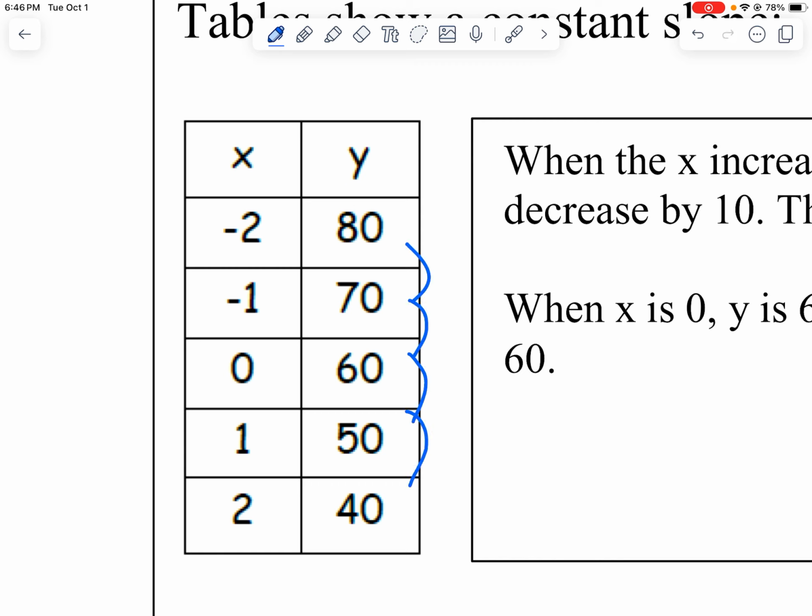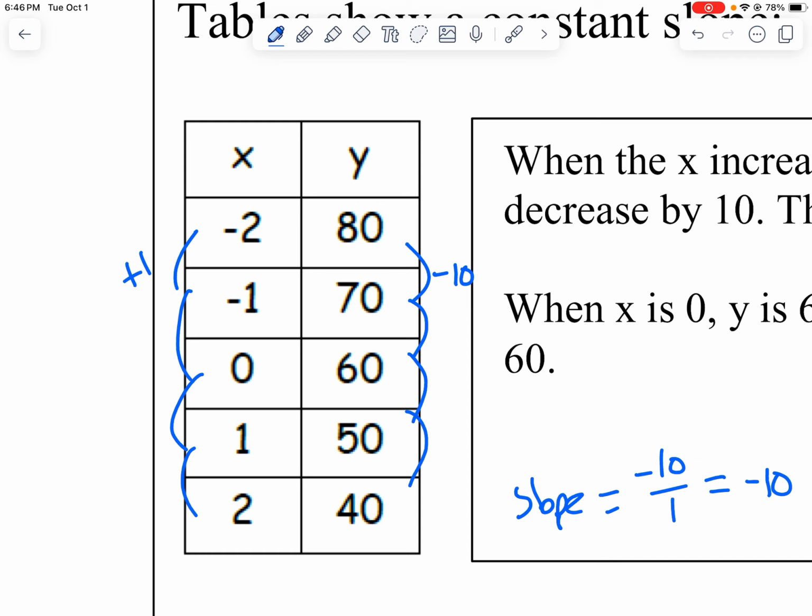And so what you want to do is look at your x's and your y's and see what's happening. My x's are going up by 1 here, and my y's are going down by 10. And this relationship here is the slope. So as I look at this, slope is going to be my y's go down by 10 and my x's go up by 1. So you're looking at negative 10 over 1, which is just negative 10.